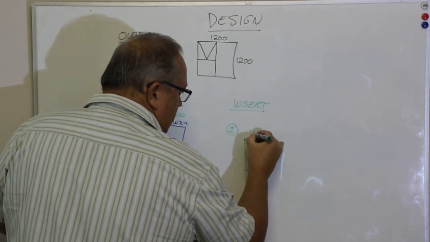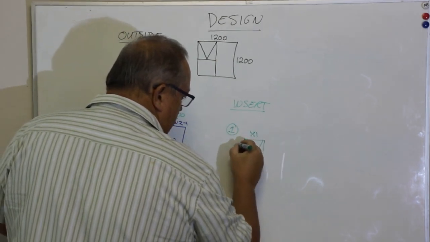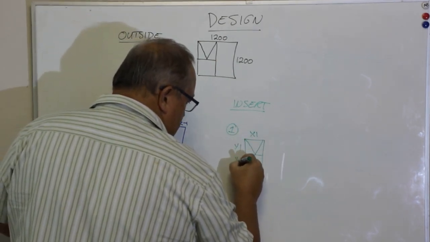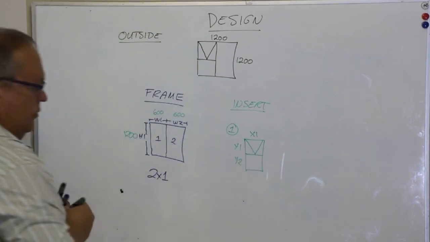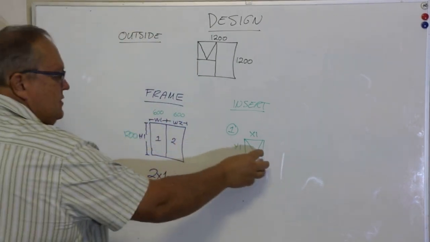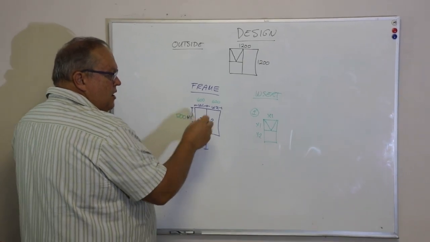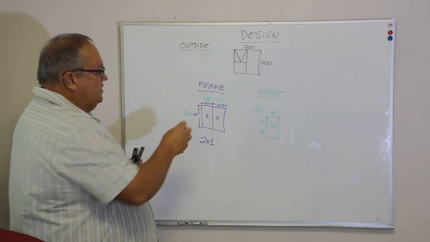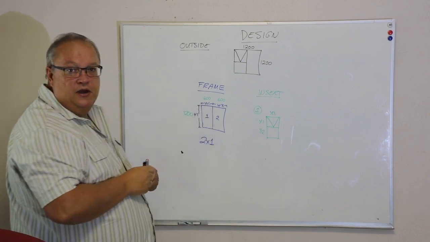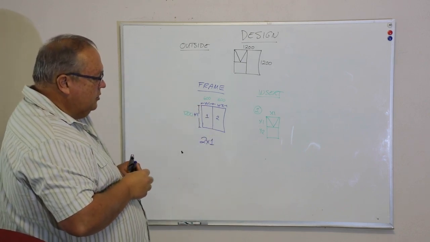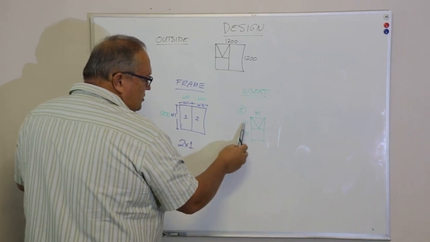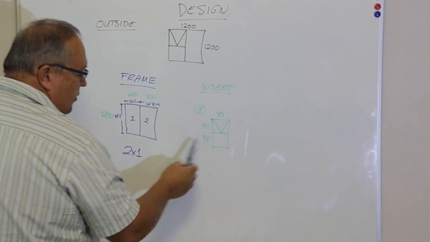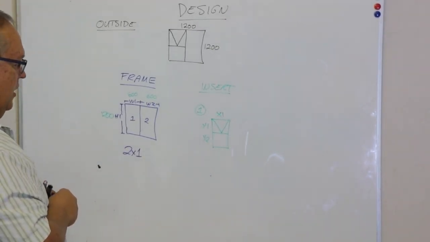Now this insert has got dimensions x1, y1 and y2. And what happens is, as soon as I place this insert into this opening, that insert will automatically adjust in size such that it fits perfectly into that opening. What the program will also do is it will automatically make dimensions y1 and y2 equal.